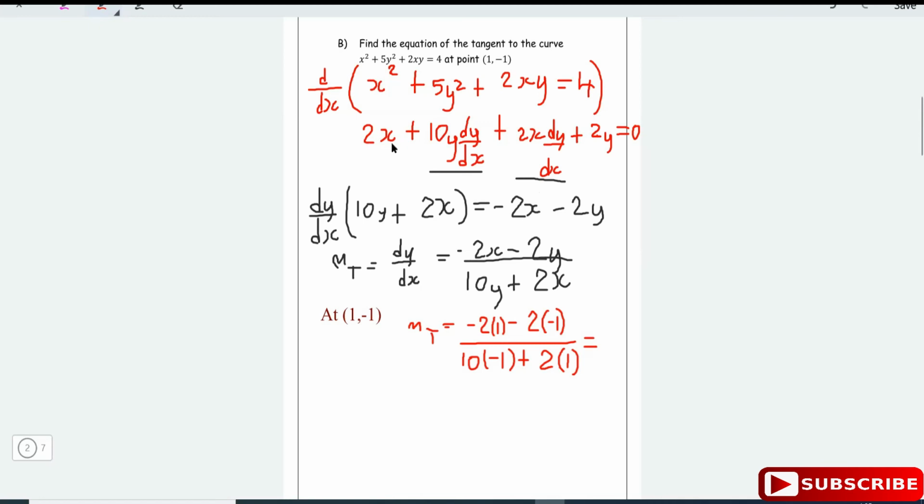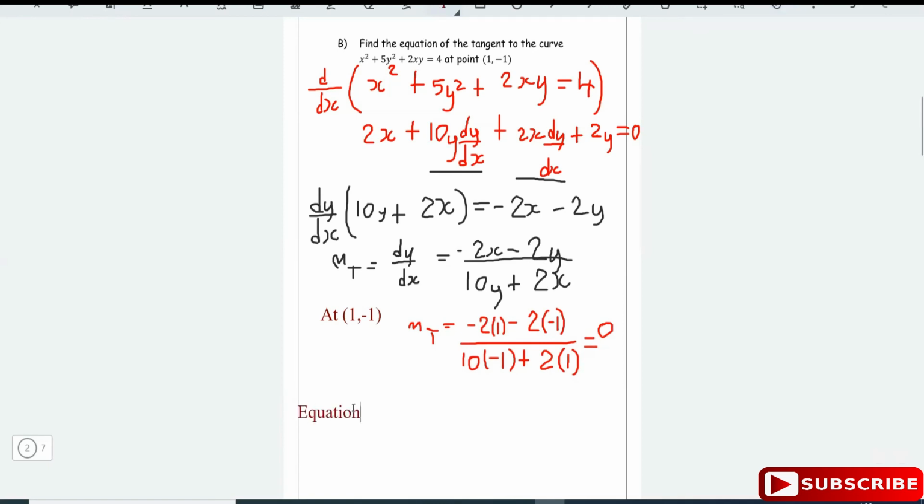Nice, because look at this, we bring over minus 2x minus 2y, we work this out, we're going to get 0. So that means the gradient of the tangent at 1, minus 1 is 0. Since the gradient of the tangent is 0, it's easy to find the equation of the tangent.